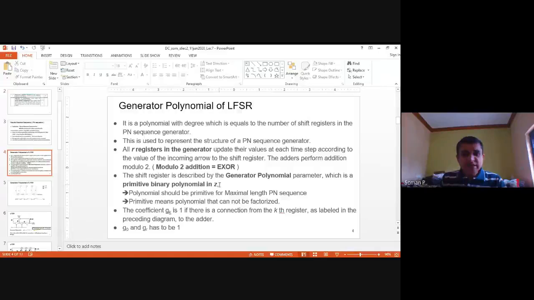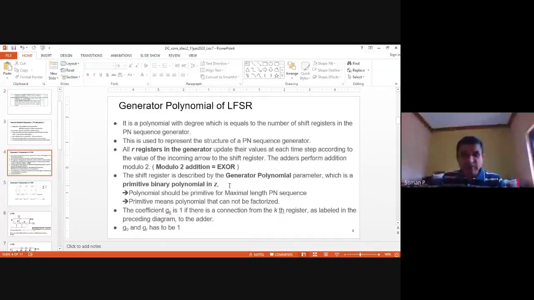That means using n number of flip-flops, you need to get a sequence of length 2 raised to n minus 1. That is the maximum length possible using n flip-flops. So to achieve that, the circuit needs to be represented by a polynomial that is primitive. Primitive means it cannot be factorized. I think all of you know how to factorize a polynomial. So a primitive polynomial cannot be factorized.